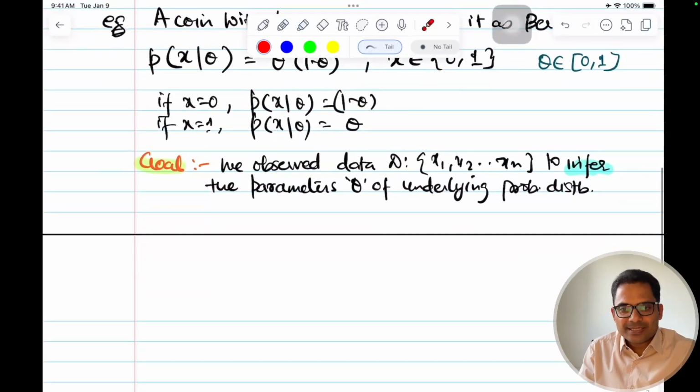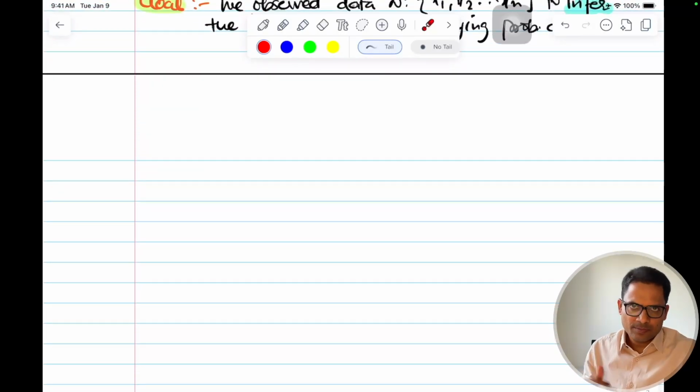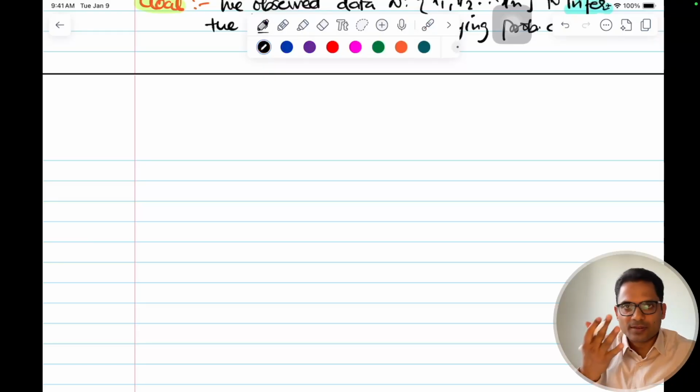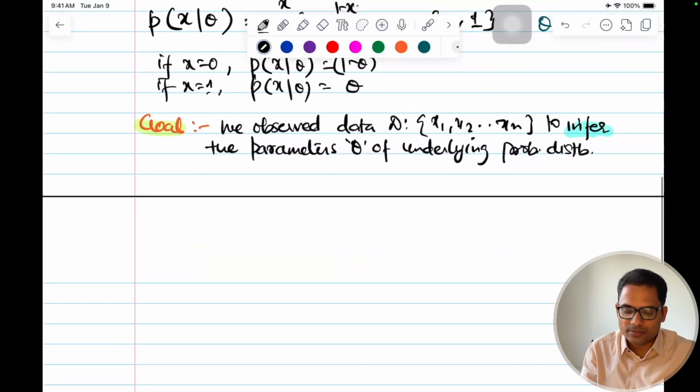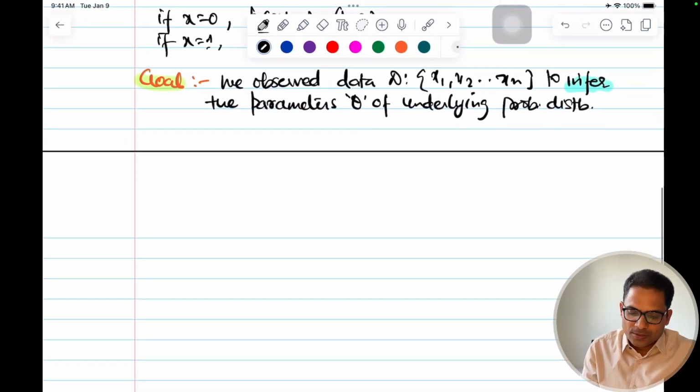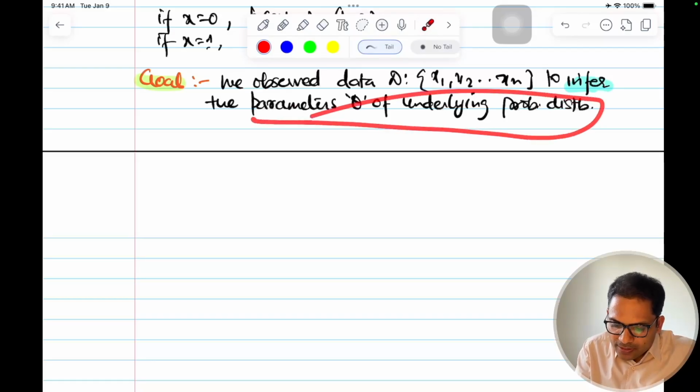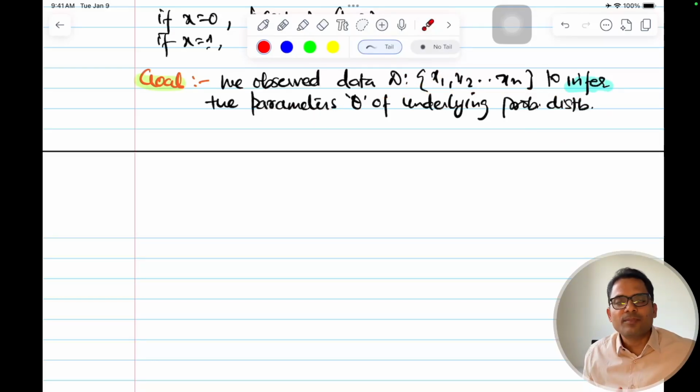Okay, the steps will remain the same. The theory will remain the same. The only difference will be that the calculation will be different because the PDF will be different for both of them. Here the PMF is this, and then for Gaussian we know the PDF. So this is what we want to do: estimate the parameters theta given the data, which will best justify my data.